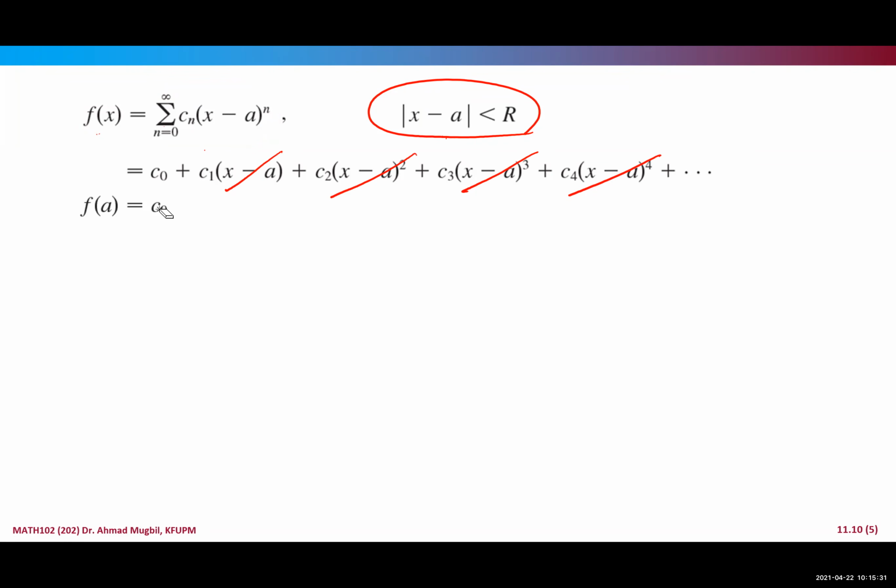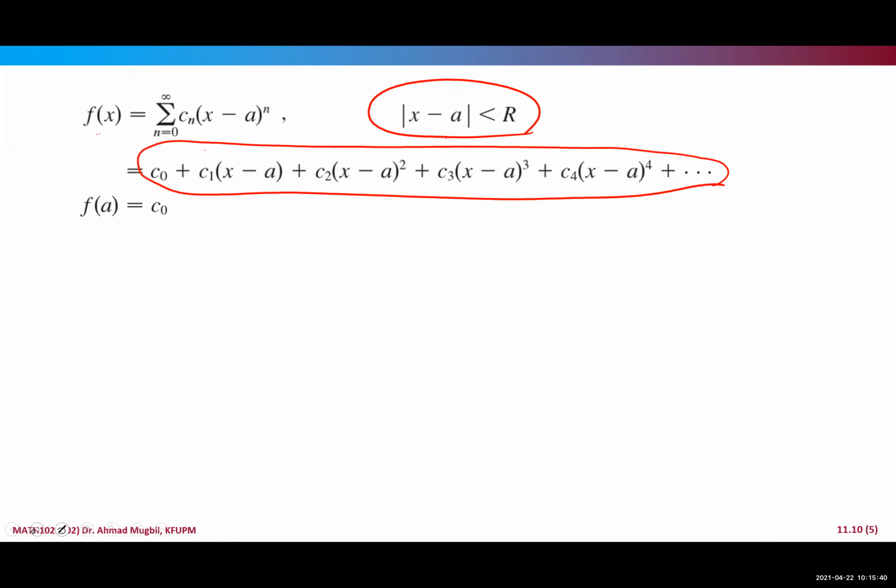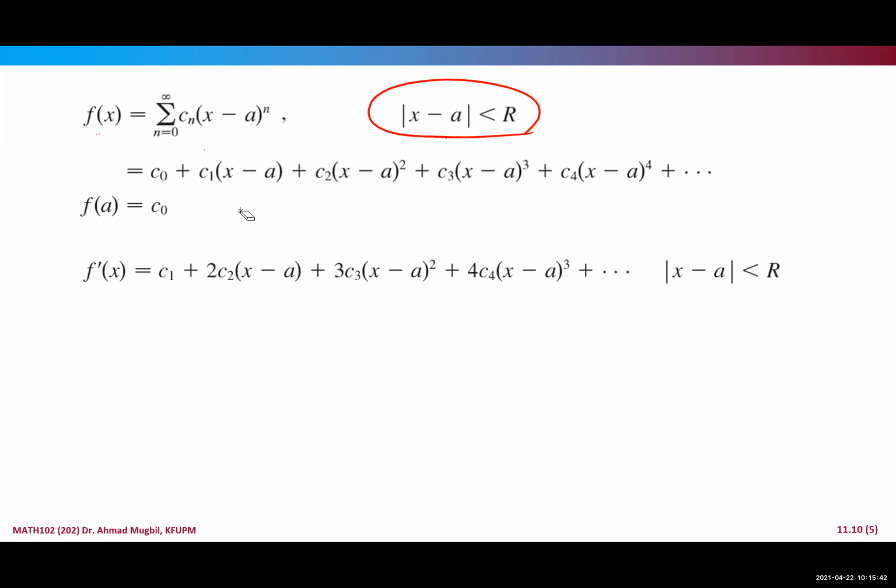Then let's now start differentiating. Let's take the first derivative. What will be the first derivative? You can differentiate this as we did before. When you differentiate the constant, it will be 0, plus the derivative of x is 1, so it will be c1. The derivative of a, of course, is 0. It is a constant. We are differentiating with respect to x.